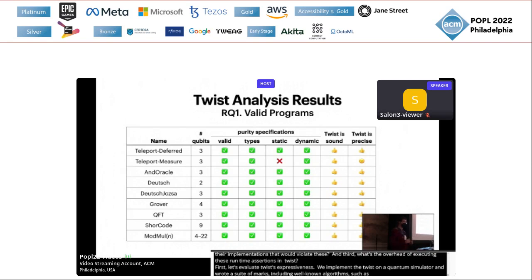The valid column denotes the ground truth of whether the program satisfies its purity specification. As you can see, for all but one program, Twist precisely concludes that the programs satisfy their purity specifications. Now, in one case, the static analysis was sound but overly conservative, and we invite you to see our paper for why this was the case.